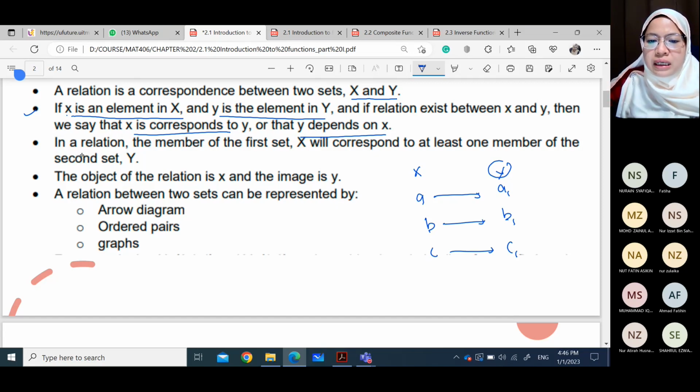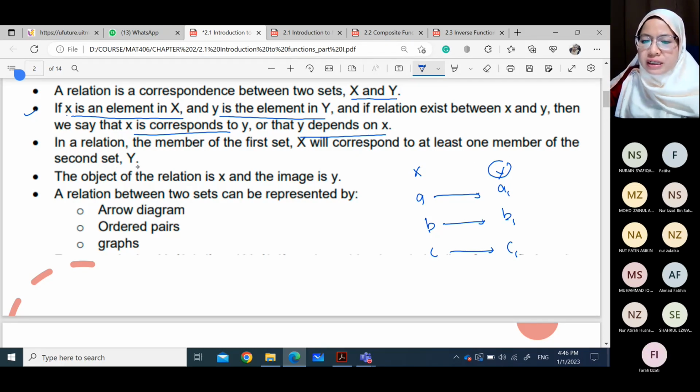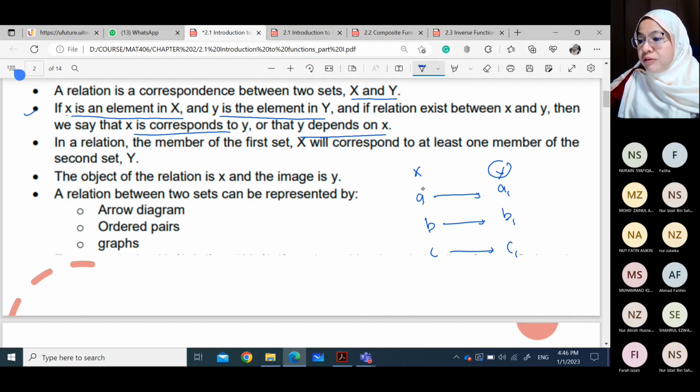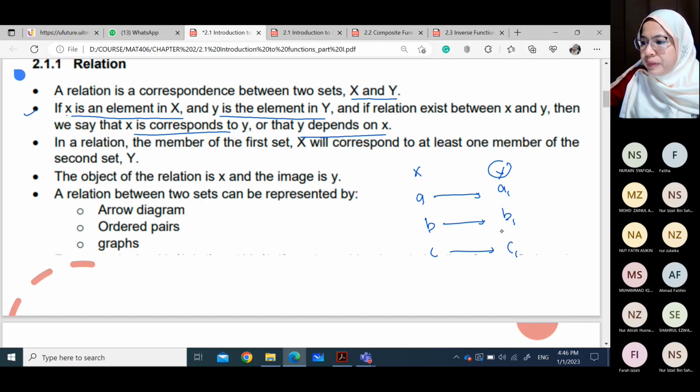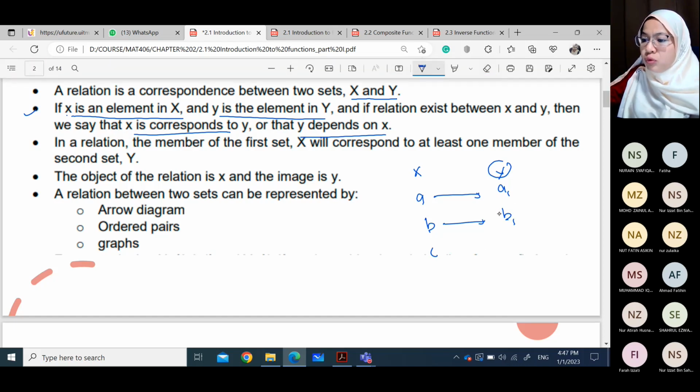Okay, and then next one, in a relation, the member of the first set X will correspond to at least one member of the second set Y. So means that dalam relation, untuk member dalam first set, set X ni adalah set yang pertama, dia correspond to at least one member of the second set. So sekurang-kurangnya satu. Katakan C ni dia tak relate dengan mana-mana value in Y. Ini pun dah cukup mengatakan yang X and Y are related. Dia sekurang-kurangnya satu elemen.